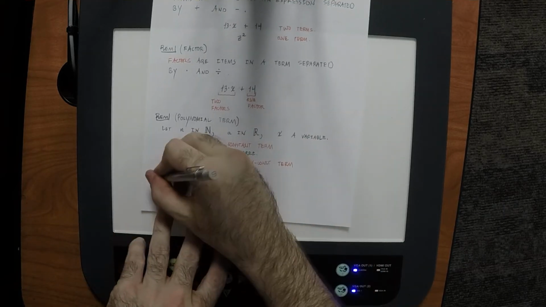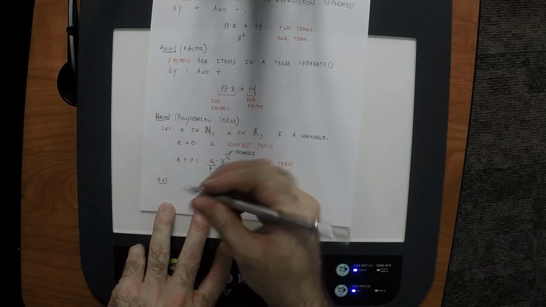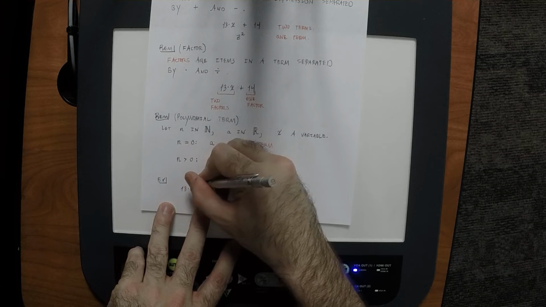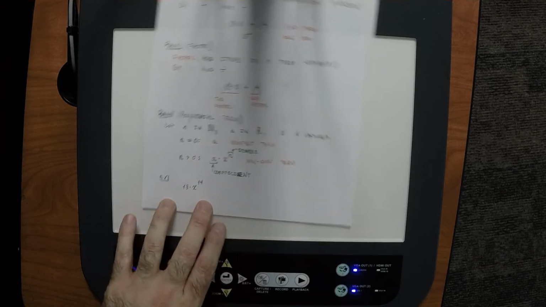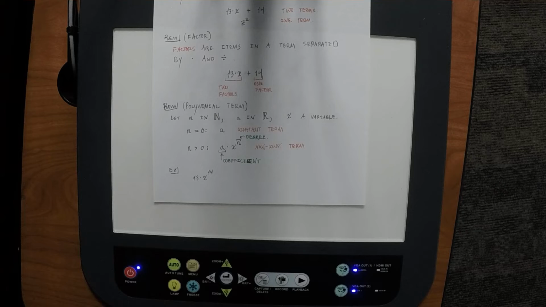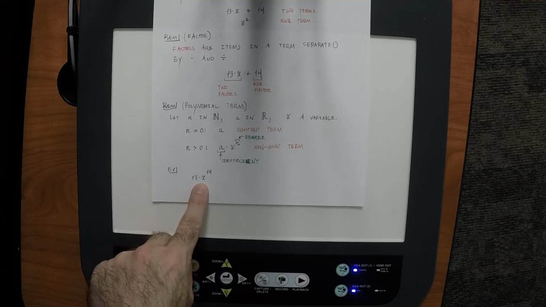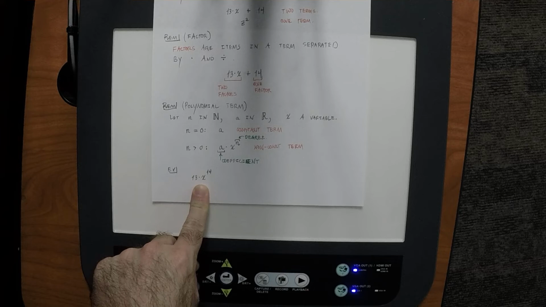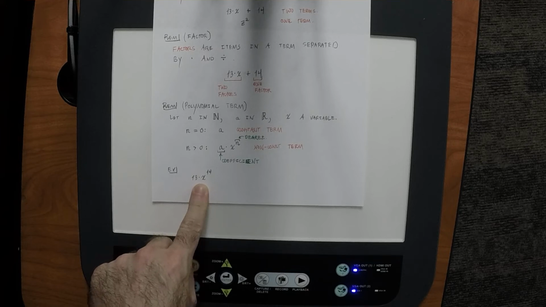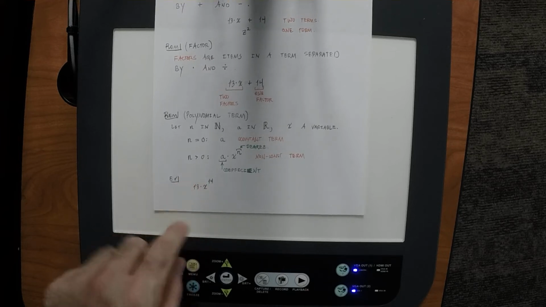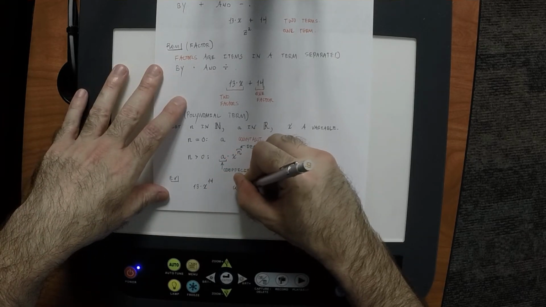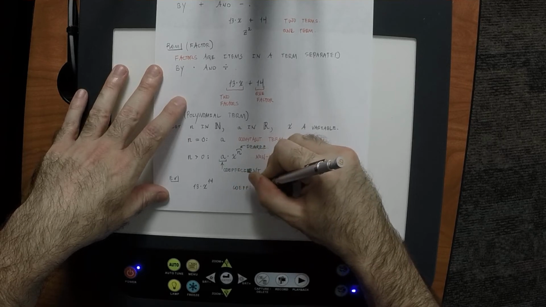So, to make an example, I could say something like, how about 13 multiplied by x to exponent 14? In the first place, is this a polynomial term? So it is? Okay. So I agree. Now what's its coefficient? 13. And what's its degree?